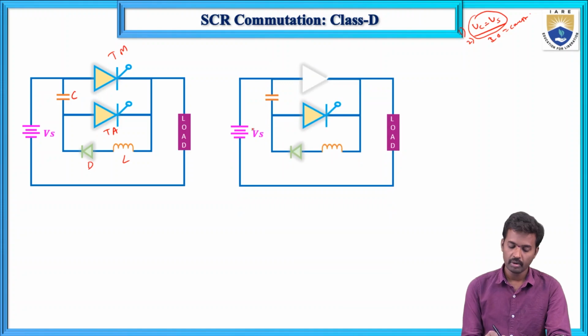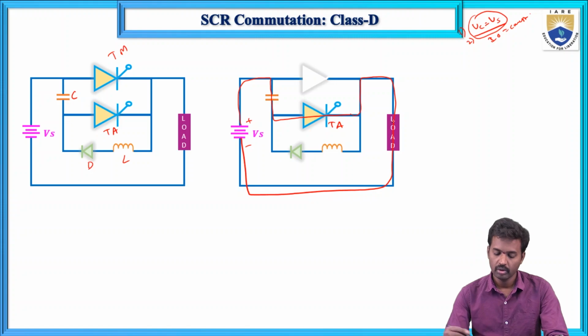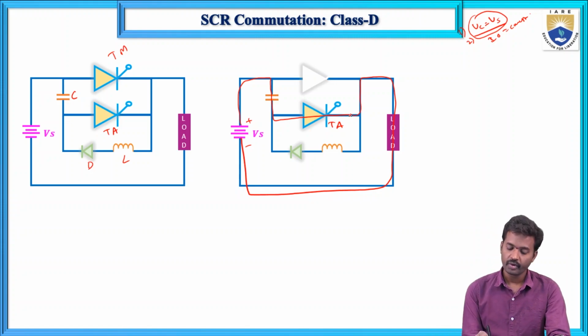Initially, if you give positive supply and negative supply, current flows from the capacitor through this auxiliary thyristor TA, goes to the load and comes back. So what will happen here? What will happen first?